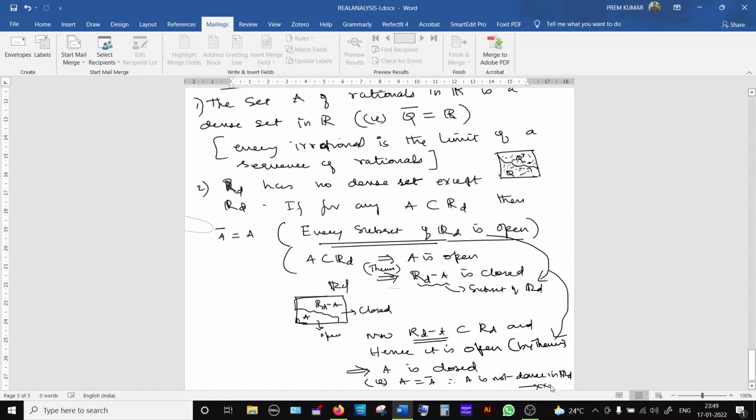Like this we can complete the proof. If they ask in the examination, prove that there exists no dense subset in R_d, you have to give this explanation. So this completes this section, closed sets, that is section 5.5.